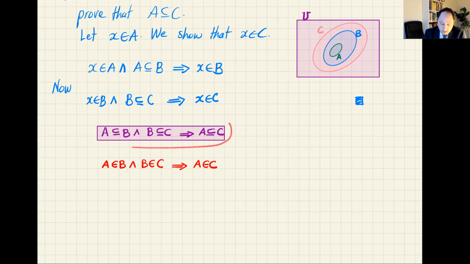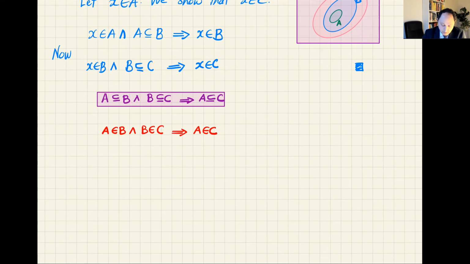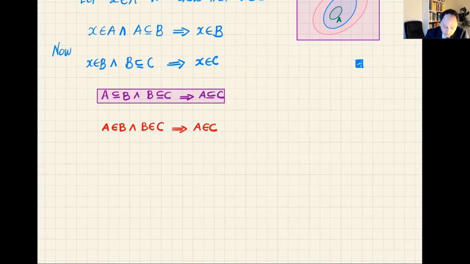So when I say this statement is true, it means this guarantees that this statement is true under all conditions if I choose A, B, and C according to these assumptions. But when I say this statement is false, this means that there exists at least an example that you can come up with so that these two are correct, but this is incorrect. It doesn't necessarily mean that this is always incorrect. So be careful about this point in mathematics.